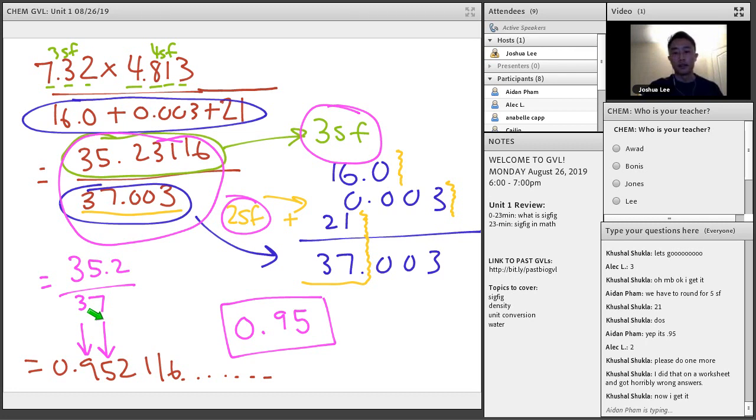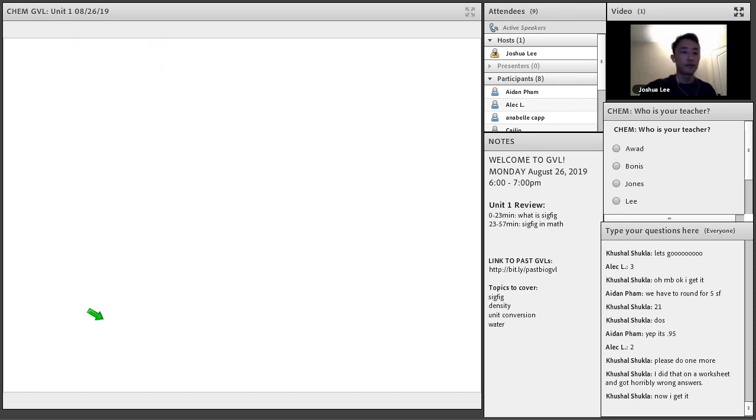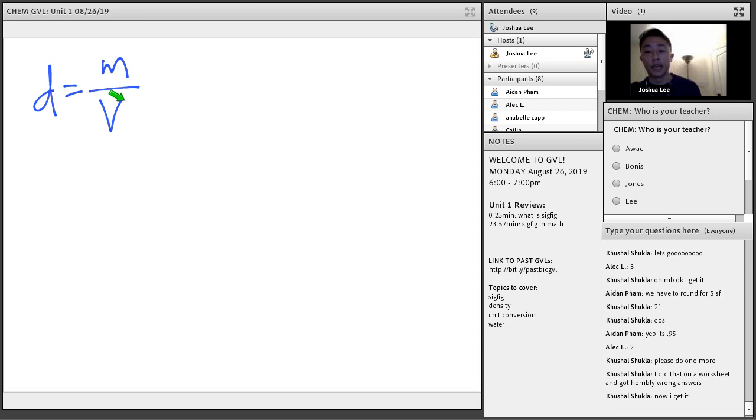All right, that took a lot of time. Sig figs is important though. One of the most important things, because from here on out, everything has to deal with sig figs. Let's talk about density now. Density is mass over volume. And in a density problem, you really are only going to be given two numbers. You're either going to be given mass and volume, so you can find density. You might be given density and mass.